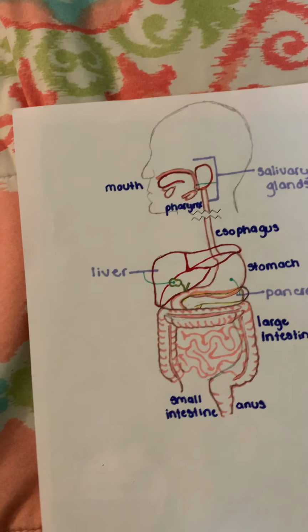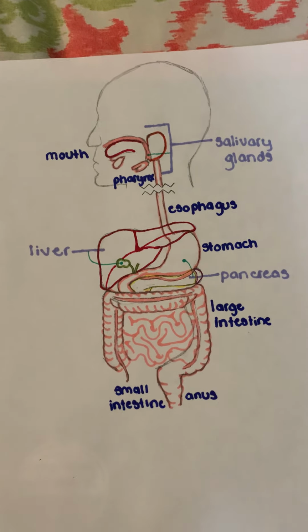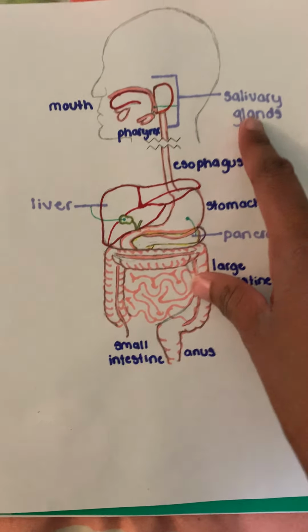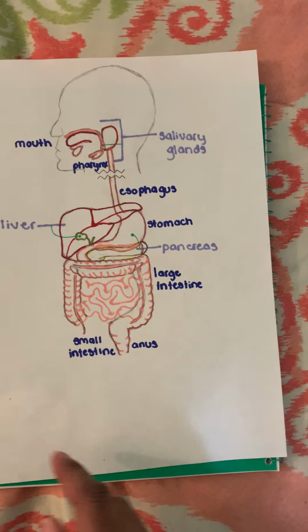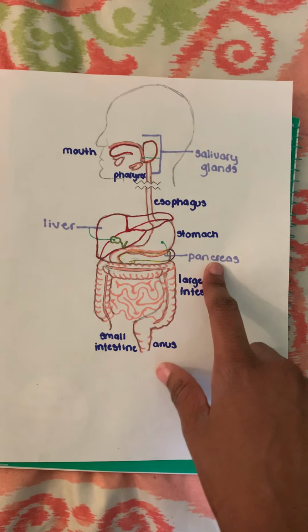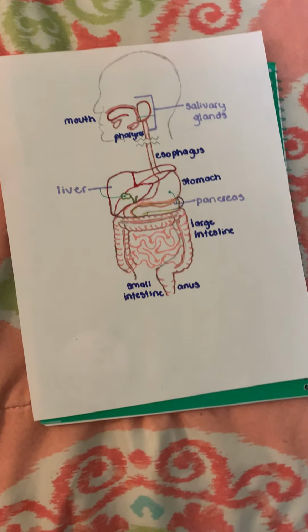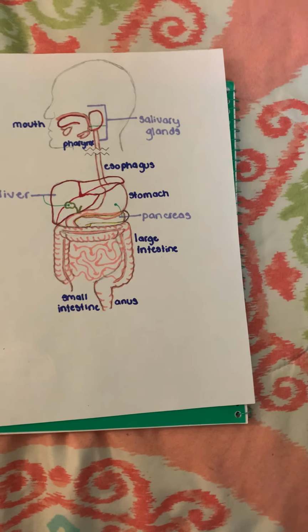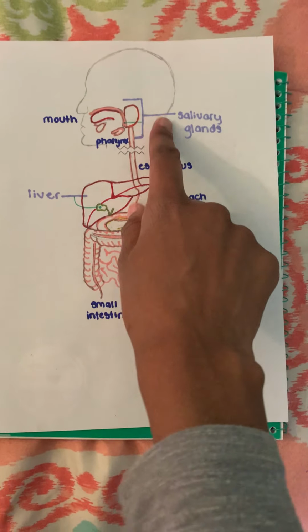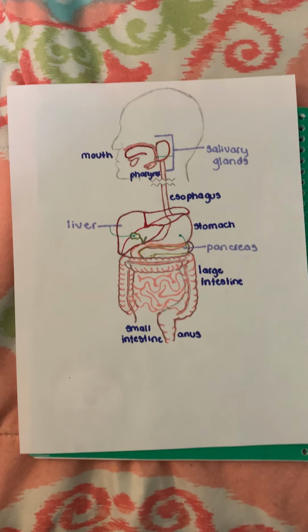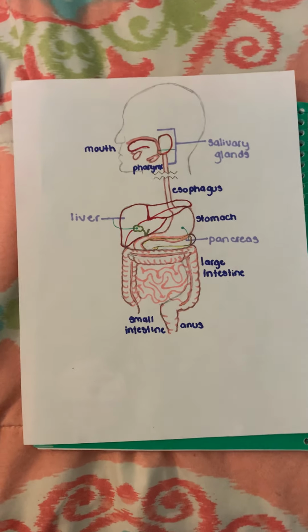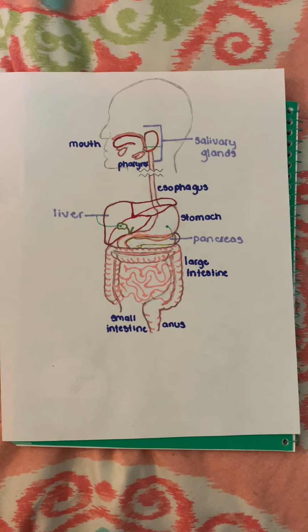So then the next part of the prompt is to add 3 labels to your drawing. Salivary glands, which I have here. The liver, which I have here. And the pancreas, which I have here. And to show where these 3 organs, I guess you could say, even though this is a collection of organs, where they secrete into, or where they empty their secretions into the other parts of the alimentary canal.